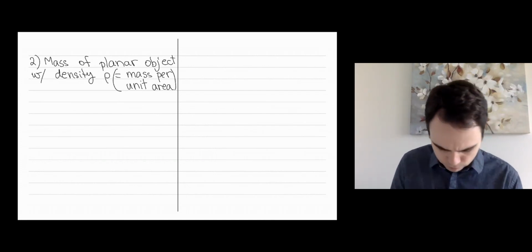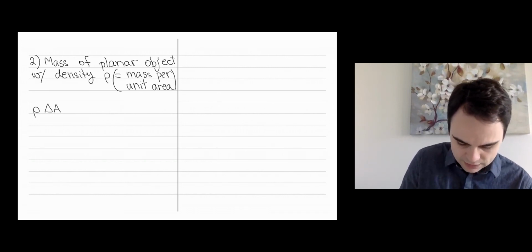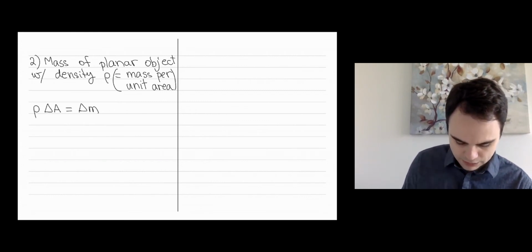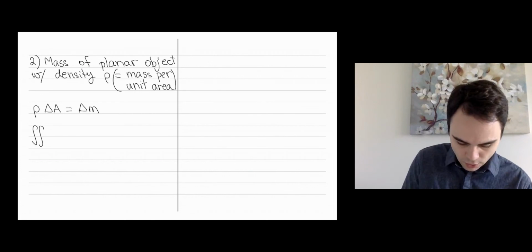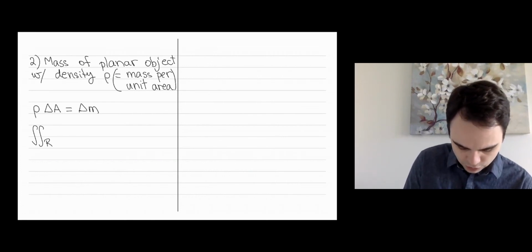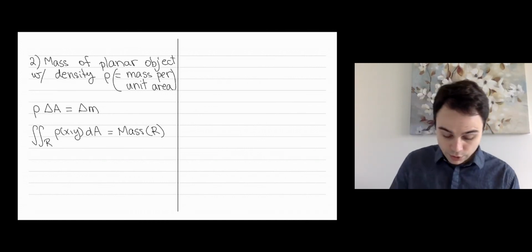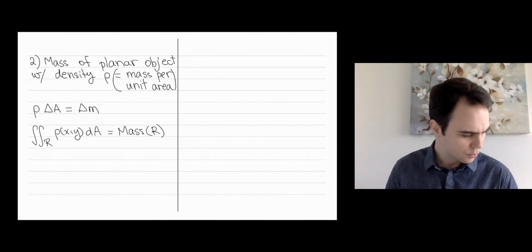Okay, so if I take a little piece of the object with area delta A, and I multiply that by the density, that is going to give me the mass of that little piece of the object. So if I add rho times delta A over the region using a fine subdivision of the region, this is the double integral of the density function times dA, I will just get the mass of the object. So here this flat planar object occupies this region R of the xy plane.